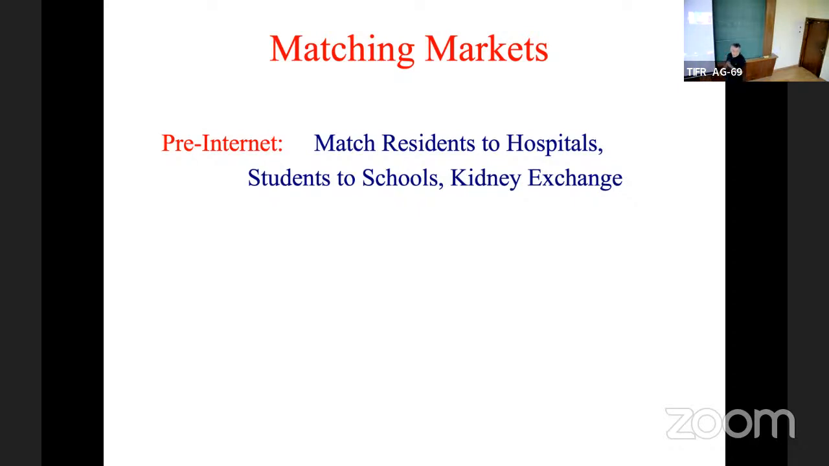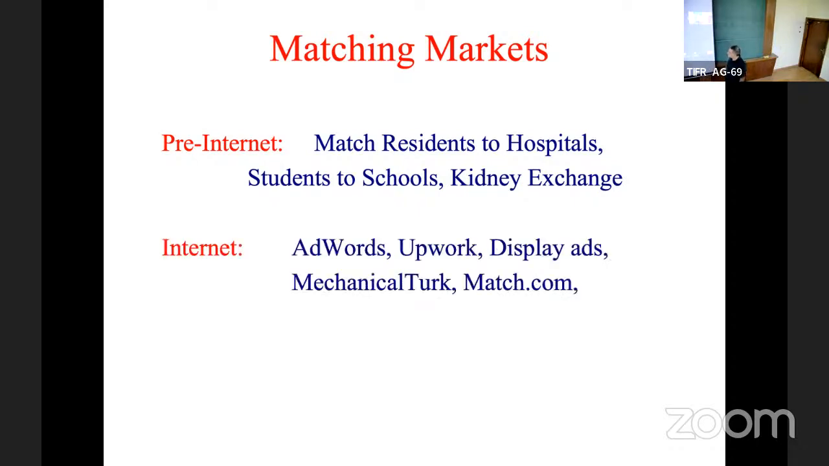And you have to do kidney exchange, and I'll describe that later. But these are the pre-internet markets, and this is where the field of matching-based market design already became very, very famous and influential, because these are big applications with sociological impact in particular.